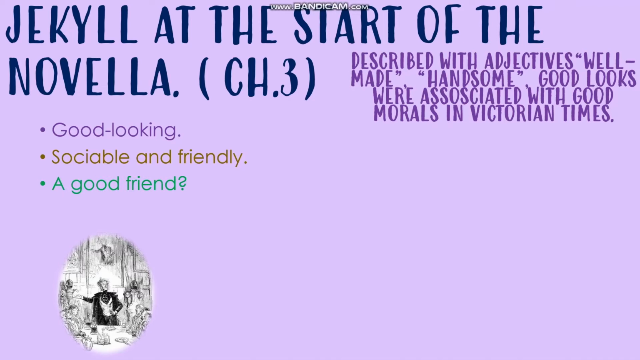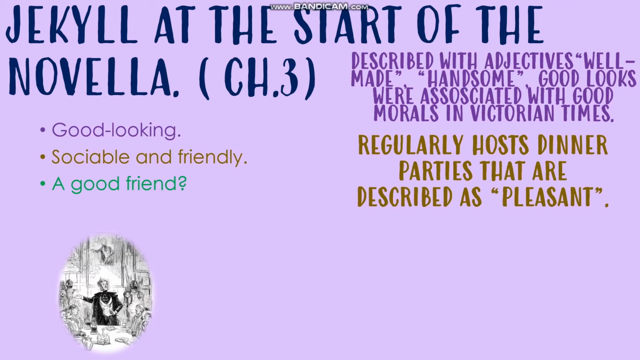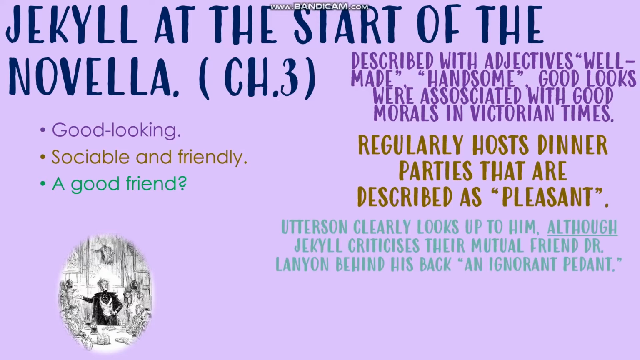He's sociable and friendly, and potentially a good friend, and we know from his regularly hosted dinner parties that people do value him and they are described as pleasant. But we also have this very interesting note where Jekyll criticises Lanyon behind his back and calls him an ignorant pedant, showing that he doesn't approve of everything that Dr. Lanyon does. In spite of the fact that this is a tactic by Jekyll to move the conversation away from Mr. Hyde, who Utterson is trying to speak to him about at this point, it still shows that perhaps he isn't as good a friend as the others see him as.